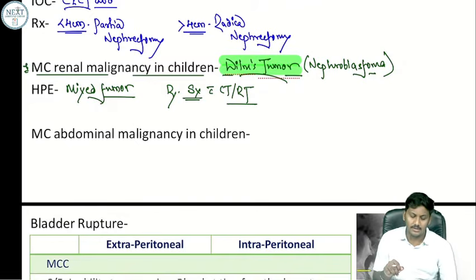Beckwith-Wiedemann syndrome is the condition where all these features are going to be seen: Wilms tumor, omphalocele, macroglossia and hemihypertrophy. And Wilms tumor is very commonly associated with Beckwith-Wiedemann syndrome.